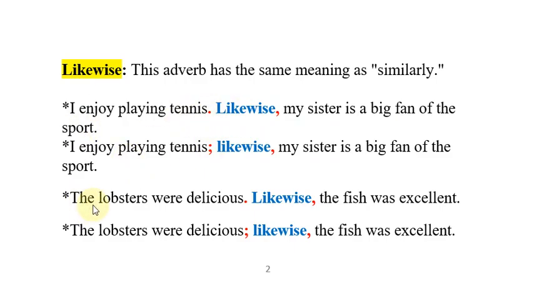Another example, the lobsters were delicious. Likewise, capital L, comma, the fish was excellent. And style 2, the lobsters were delicious; likewise, the fish was excellent. Now, you write likewise here with the first letter in small letter, small l, and above you had capital L.